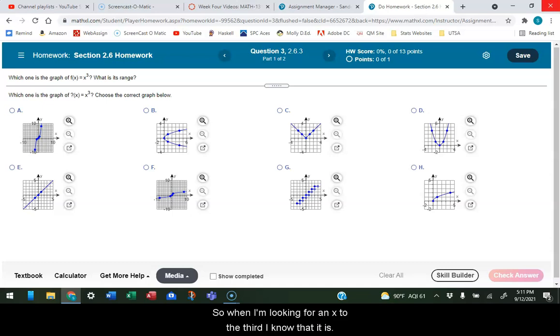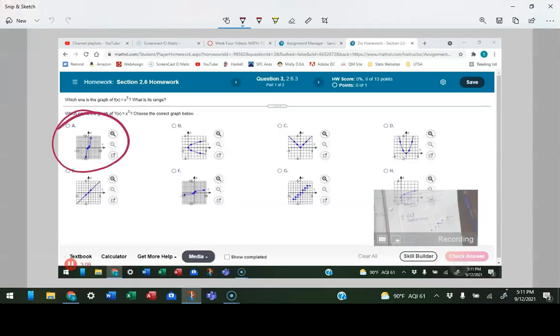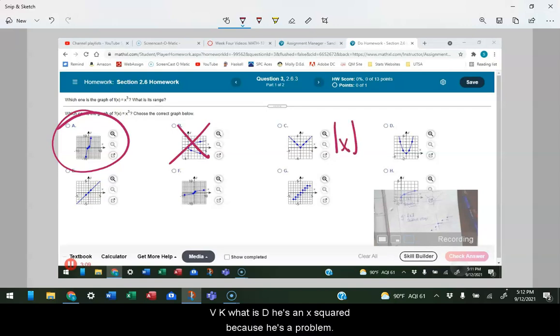So when I'm looking for an x to the third, I know that that's an x to the third. Why can we discount b? Because it's not a function. That's a sideways parabola. What is c? C is your absolute value. It looks like a v. What is d? It's an x squared because it's a parabola.